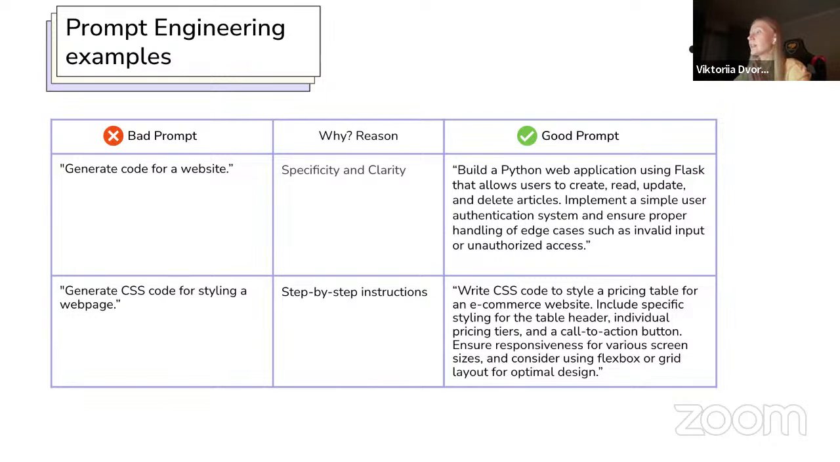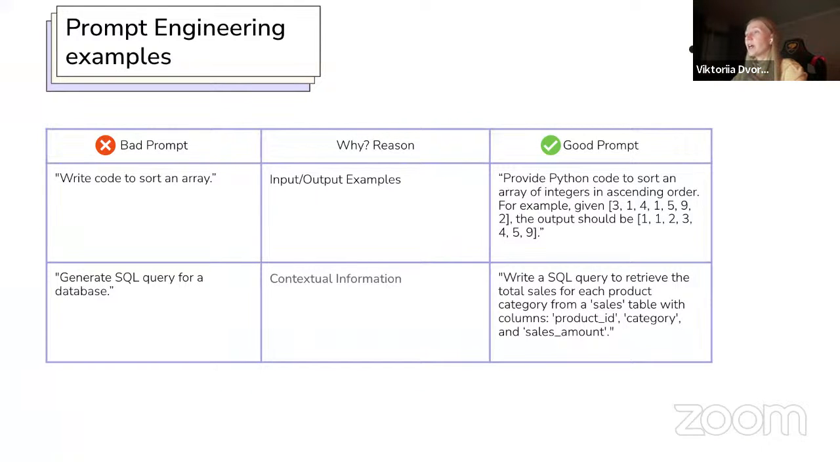You can also provide step-by-step instructions. So not only generate CSS code, you can write that it should include a call-to-action button, and consider using a flexbox or grid. That's also very important. You can also provide input or output examples. As we mentioned, examples are always a good idea. You can say, for example, there is a given input list and the output should be something like that. So that's going to be a very good idea.